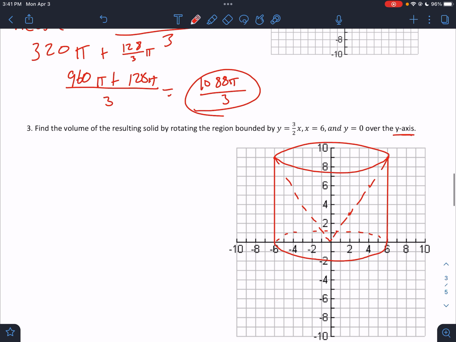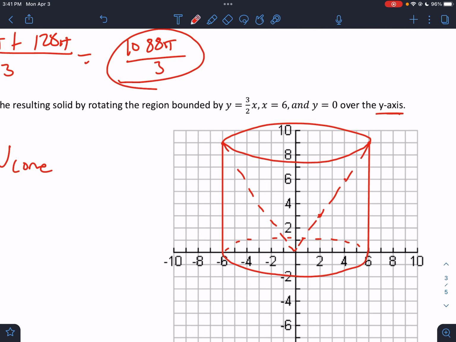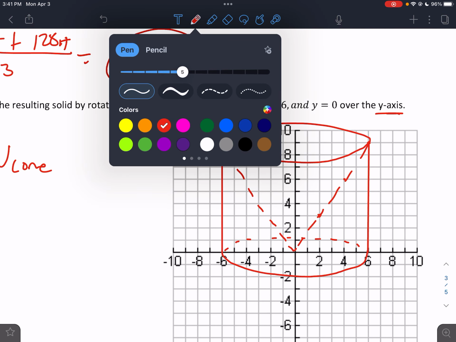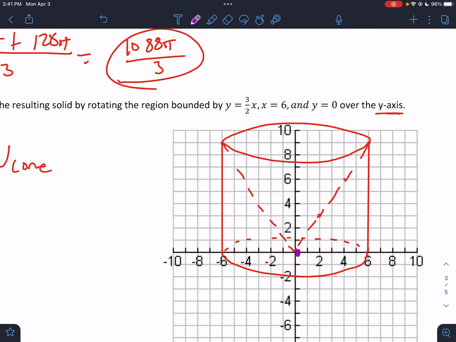And what we have is a cylinder-shaped hole. Sorry, we have a cone-shaped hole in a cylinder. So we're going to do the volume of the cylinder minus the volume of the cone. So let's get our numbers. And hopefully you can see these numbers, but try to get them. Here we have the radius is 6, and the height is 9. And that's for both shapes. They both have the same radius and the same height.